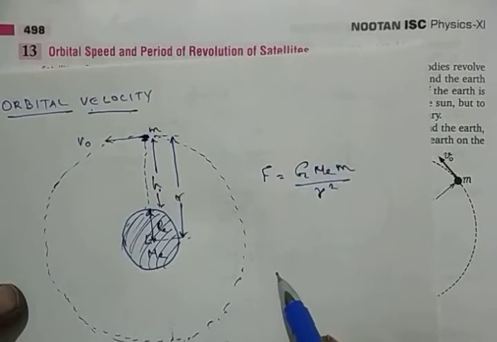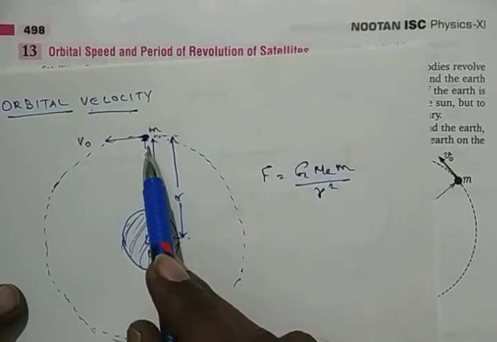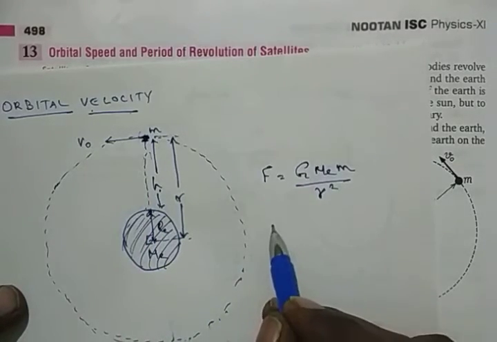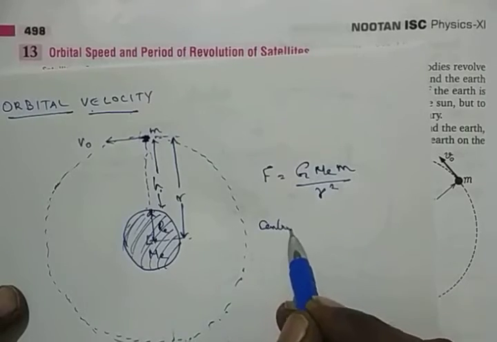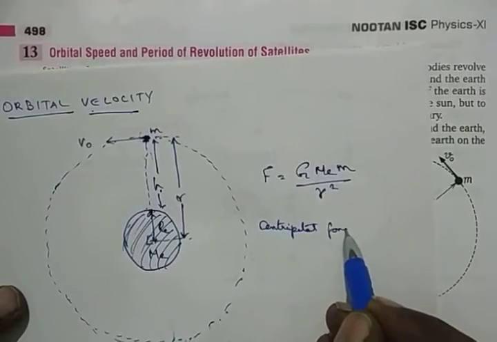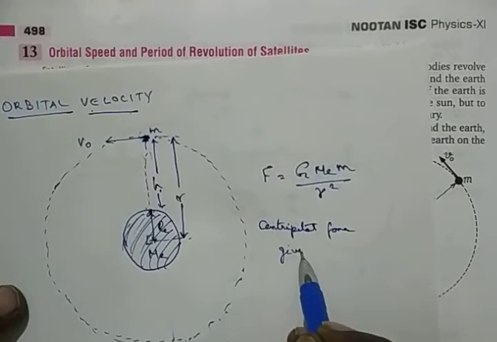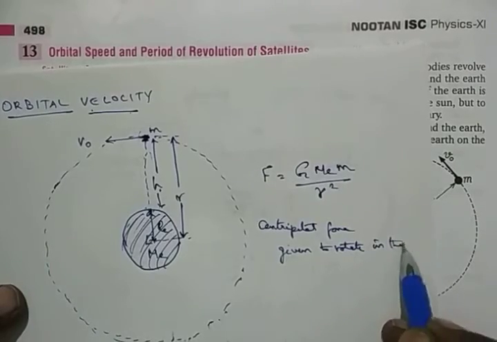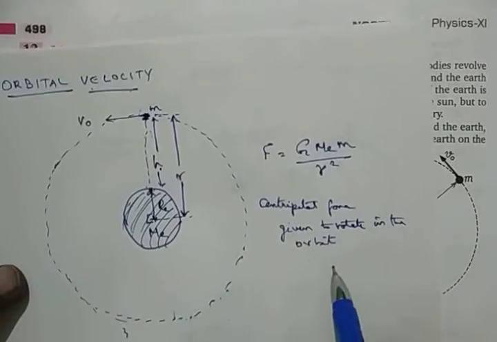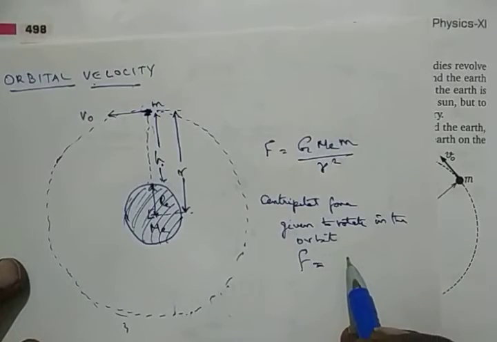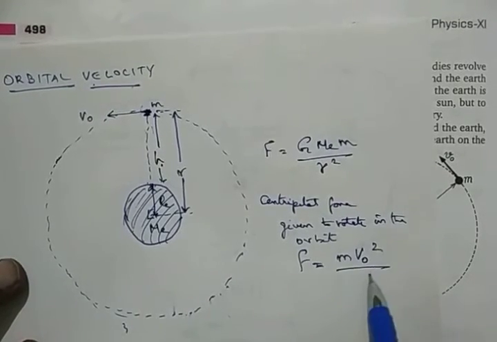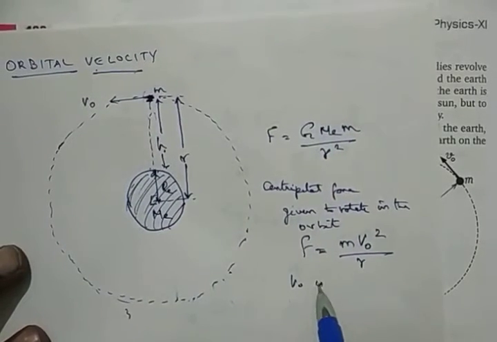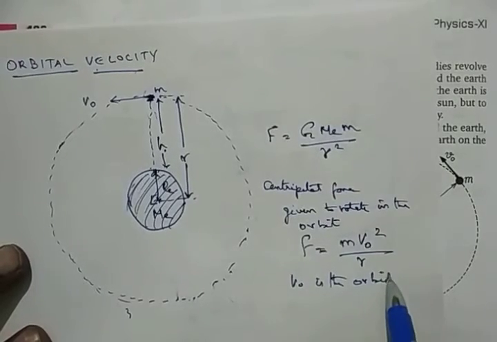The next line is, this is a force experienced by this body because there is a force of attraction here. Then the next one is the centripetal force given to rotate in the orbit. You know what is centripetal force? m v naught square by r. What is v naught? V naught is the orbital velocity.